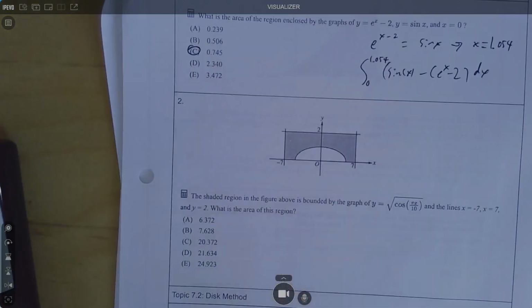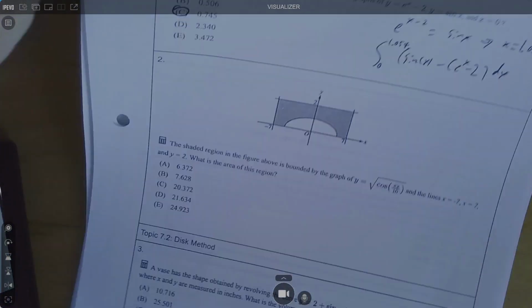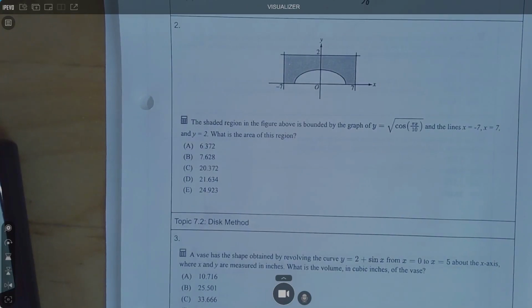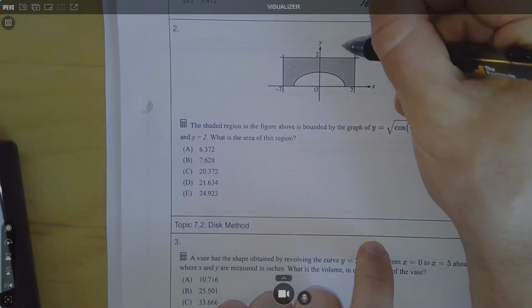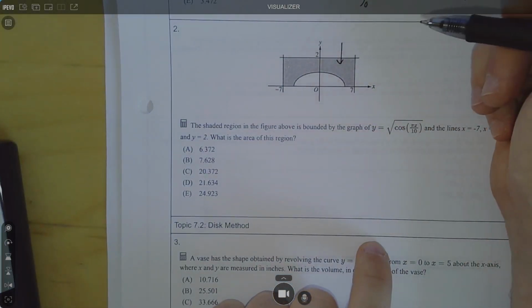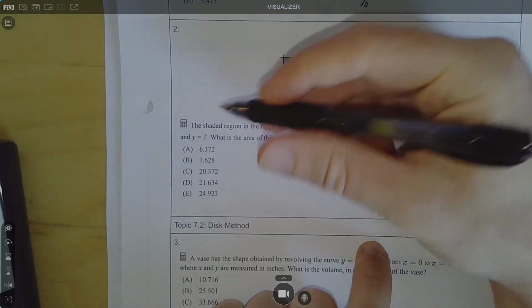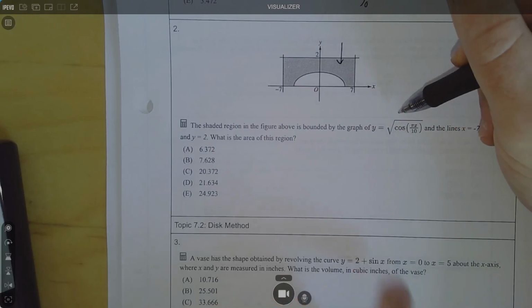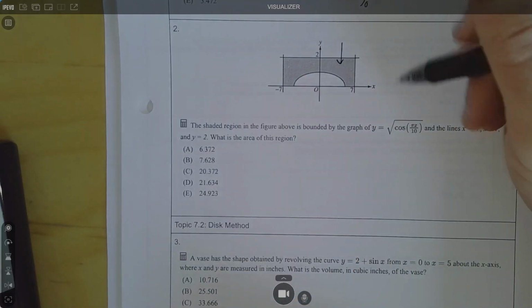Okay, number 2. The shaded region above is bounded by the graph y equals root cosine pi x over 10, and the lines x equals negative 7, x equals 7, and y equals 2. What's the area of this region? So we want this shaded region right here. You might be like, oh, I'm going to do 2 on top, this on bottom, and I'm just going to integrate. But you don't need to do that. We can actually use geometry here to help us out a lot.